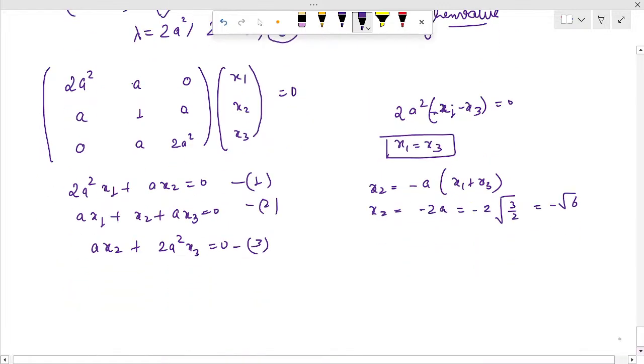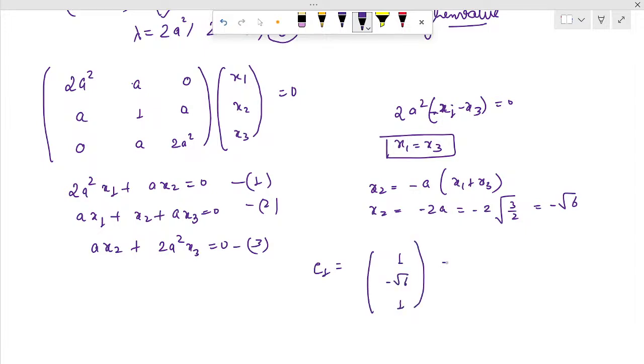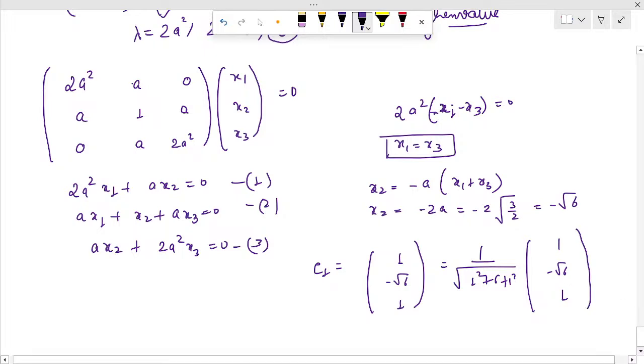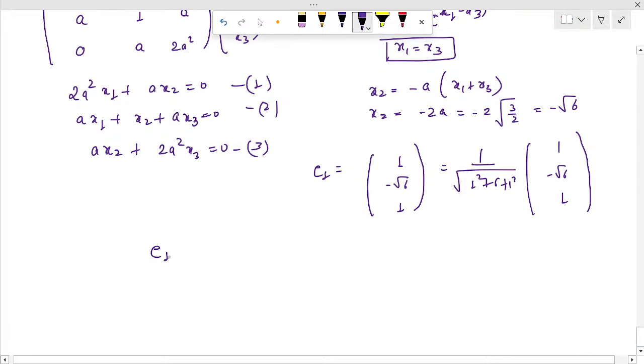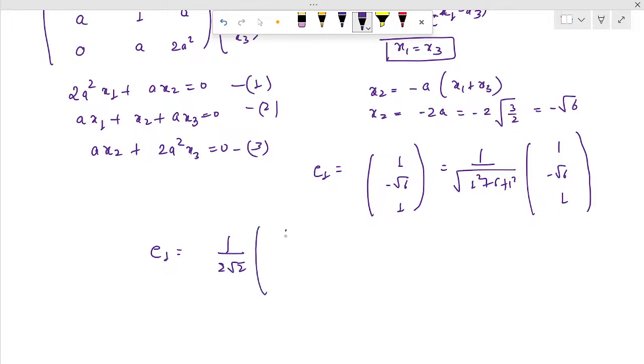So what would be my column vector E1? It would be equal to 1, minus root over 6, and 1. If I normalize it, I will get 1 upon root over 1 square plus 6 plus 1 square, and then I have this 1, minus root over 6, and 1 written all over here. Is that clear? And if I want to express it in terms of the examination, where it was given in row terms, you will get 1 upon root 8, which is 1 upon 2 root 2, and you will have 1, 1 and minus root over 6 here.